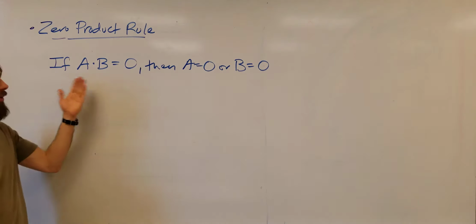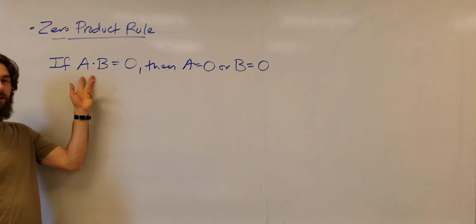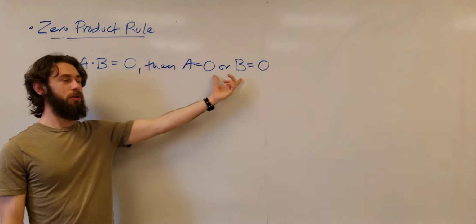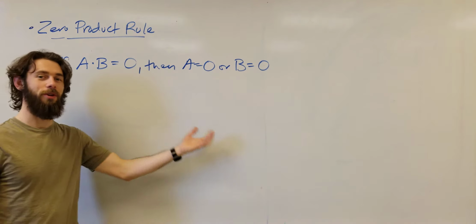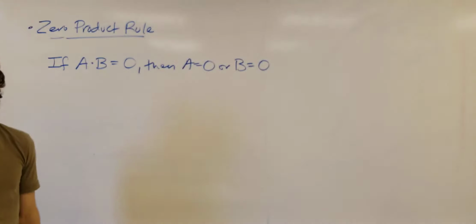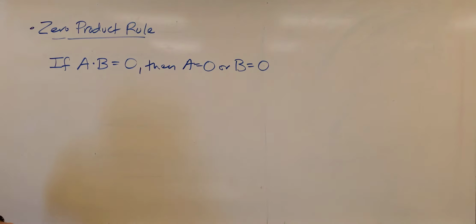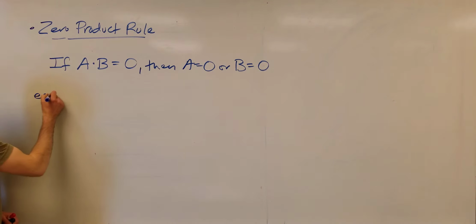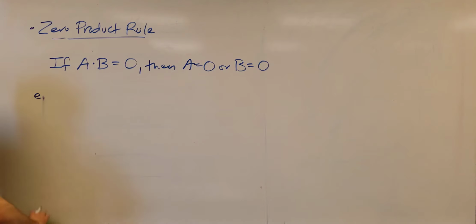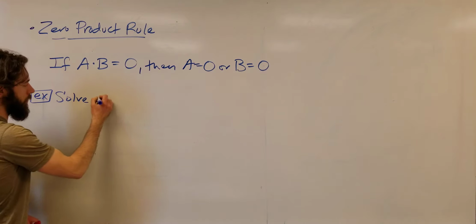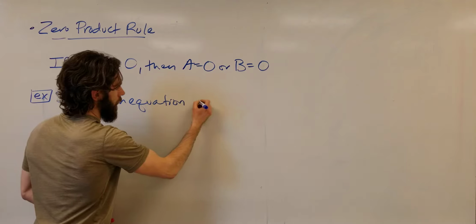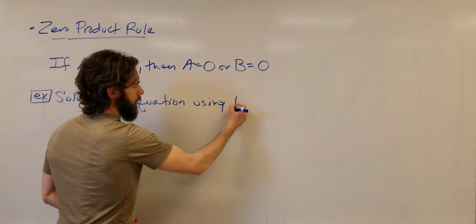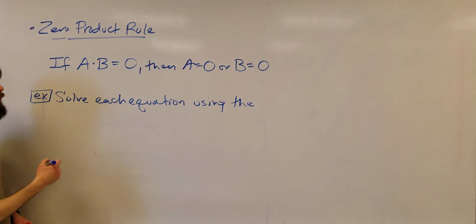So what this allows us to do is take two factors and split them up into two equations. And then those equations will be linear, and we know how to solve those from chapter 2. So let's just take a look at how that works. All right. Solve each equation using the zero product rule.